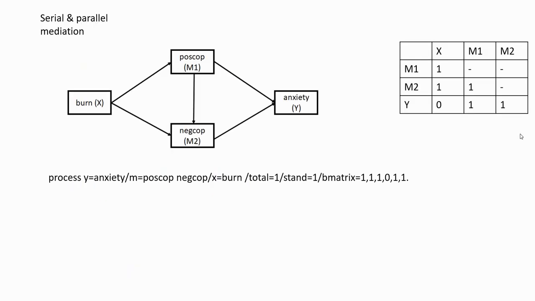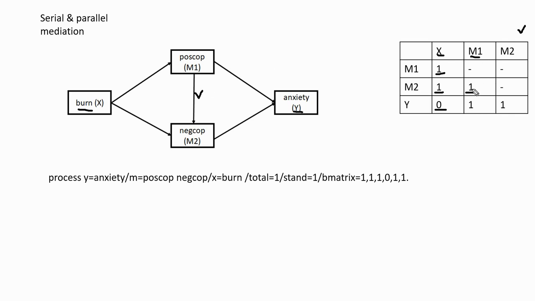Okay, so now let's try a different model. So in this case right here, we have both serial and parallel mediation. So the effect of burnout on anxiety is being mediated through positive coping and negative coping. And then we also have positive coping now predicting negative coping. So in terms of our matrix right here, you'll notice that we have X, which is predicting M1 and M2, so those values are set to 1. But you'll also notice that we do not have a direct effect of X on Y, so we're leaving this coefficient set to 0. Then we have M1, and now M1 is predicting M2, so it's this path right here.